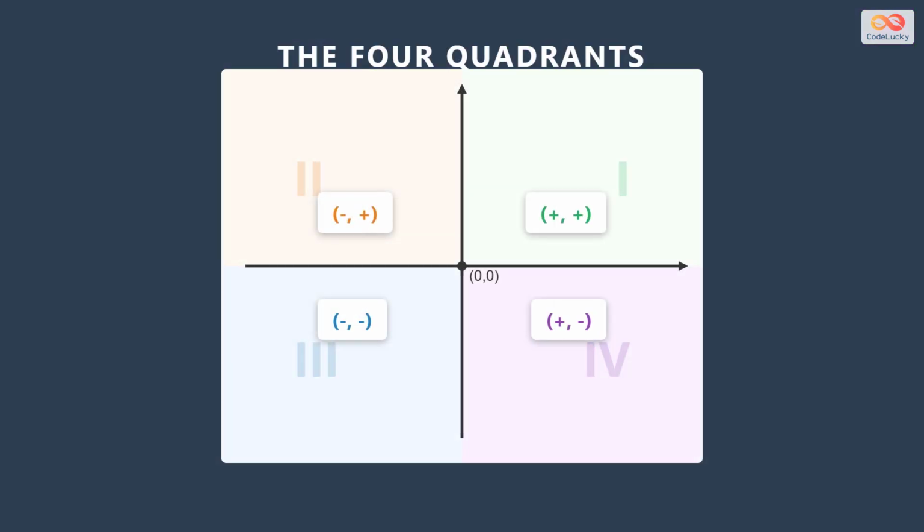The two axes divide the plane into 4 sections called quadrants. They are numbered using Roman numerals 1 through 4, starting from the top right and going counterclockwise. In quadrant 1, both x and y are positive. As you move around, the signs of the coordinates change depending on which side of the axes you are on.